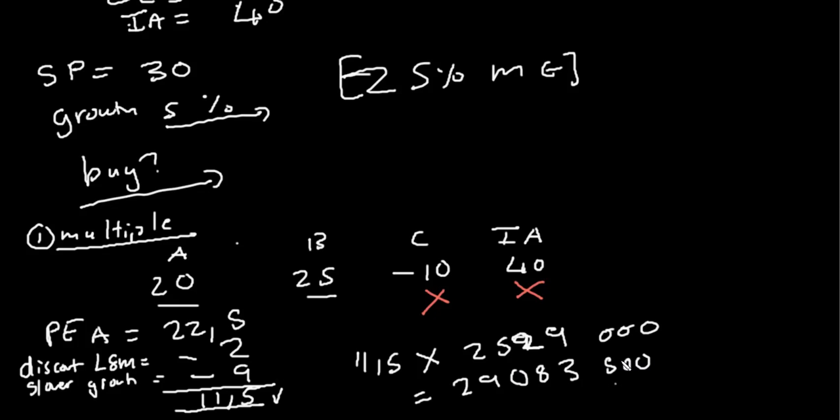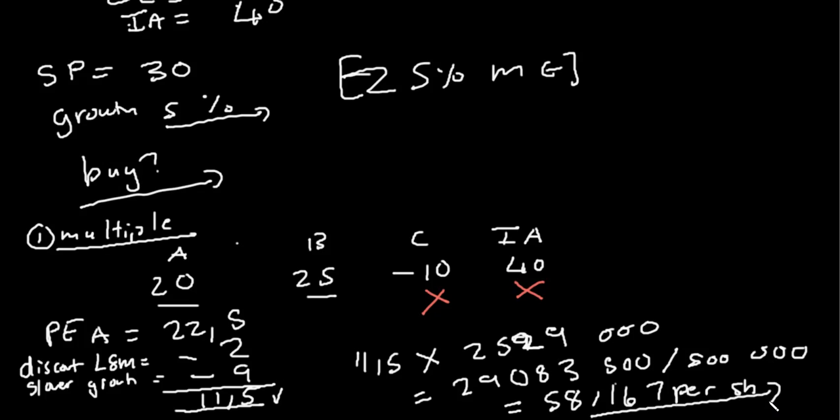Then the answer we get here should be 29,083,500. So if we assume the number of shares outstanding in the entity is 500,000, we have to divide this answer of 29,083,500, which is basically 11.5 times 2,529,000. Then the answer we get here will be 58.167 per share. Now again, guys, this 58.167 is the value of the company, and it's higher than the share price. And because it's higher, we're going to buy again.